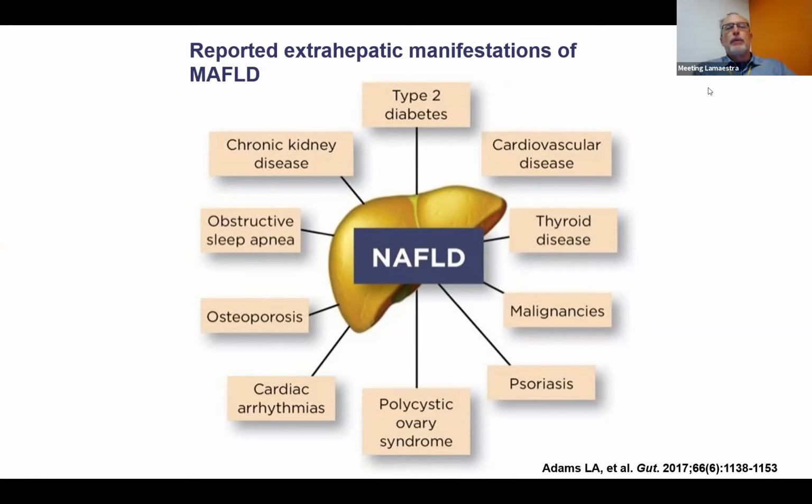But what is on here in the upper left corner, which the cardiologists need to know about, is this issue about chronic kidney disease. That chronic kidney disease is not just from hypertension, not just from diabetes, but from this general inflammatory stage of MAFLD, metabolic associated fatty liver disease.